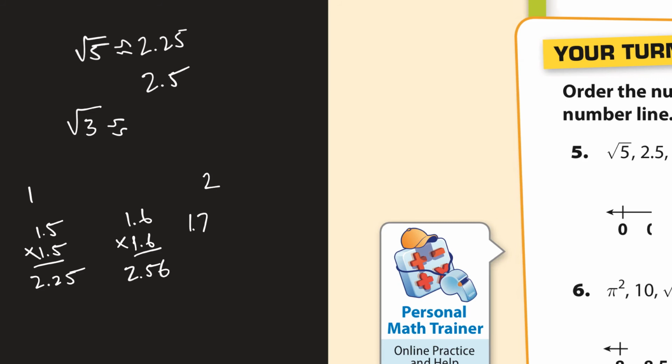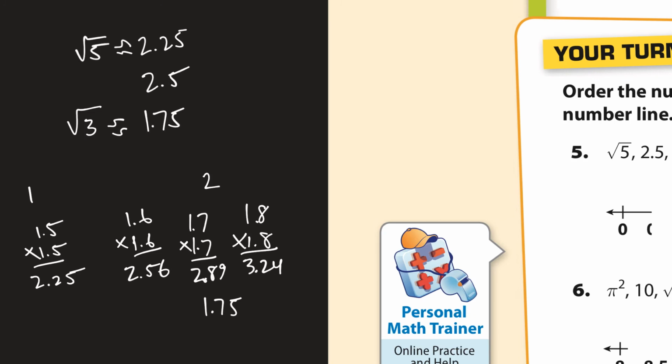And 1.7 times 1.7 is 2.89. And 1.8 times 1.8 is 3.24. So let's call it 1.75. So this is about 1.75. Okay, so there you go.